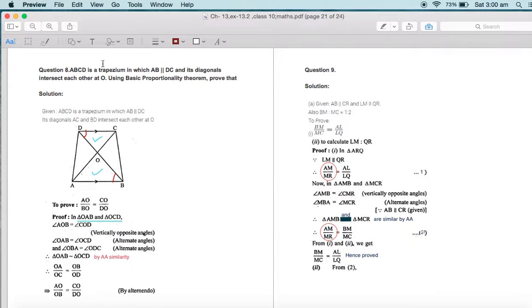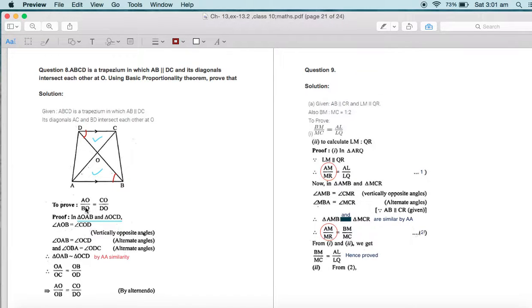Now what is a trapezium? It is a closed four-sided figure, or a quadrilateral, in which any one pair of sides is parallel. So here we can see in the question AB is parallel to CD. So it's a trapezium and its diagonals intersect at O, that is given in the question. Using the basic proportionality theorem, we have to prove the required result.